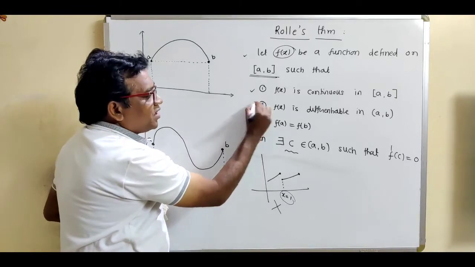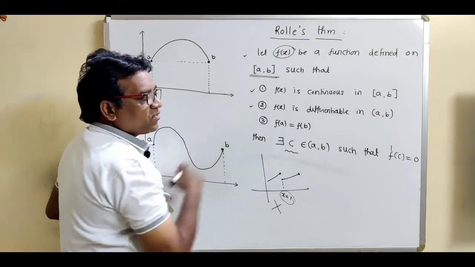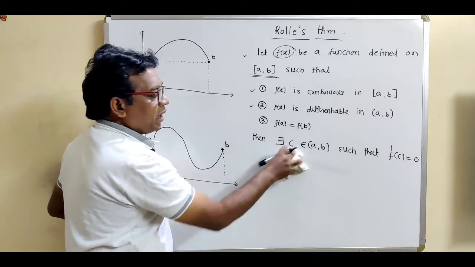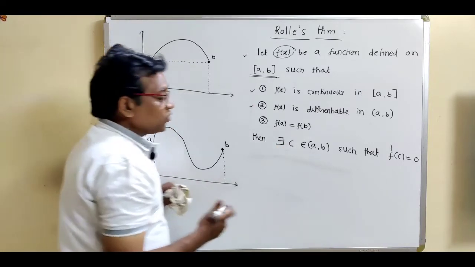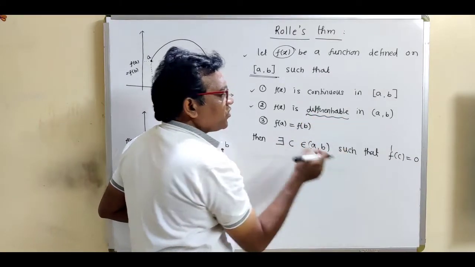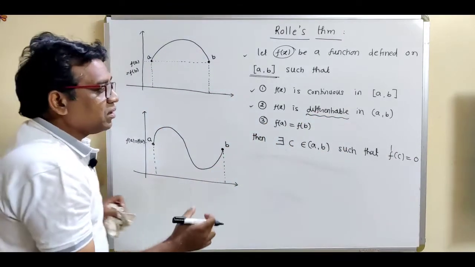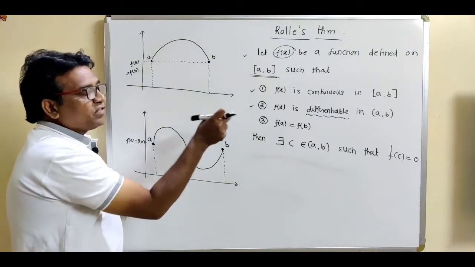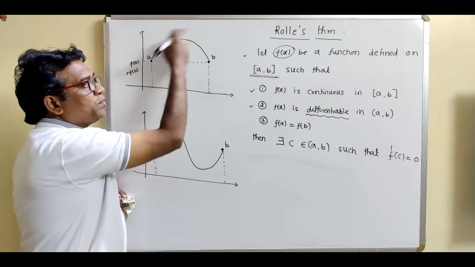Now what is this second condition? f(x) should be differentiable in the open interval (a, b). Now see, this differentiability is related to smoothness of the graph. Differentiable function means the graph should be smooth.